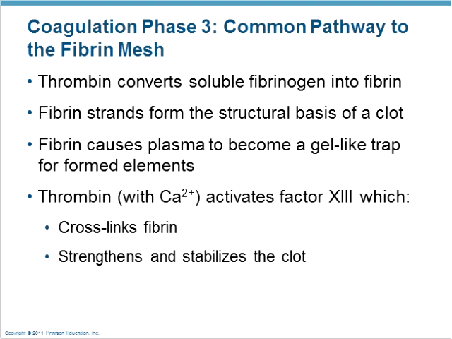In phase 3, the thrombin converts soluble fibrinogen into fibrin. The fibrin strands form the structural basis of the clot. The fibrin causes plasma to become a gel-like trap for all the foreign elements of the circulating blood system. Thrombin, with the activation of calcium, activates factor 8, which cross-links with the fibrin and strengthens and stabilizes the clot.